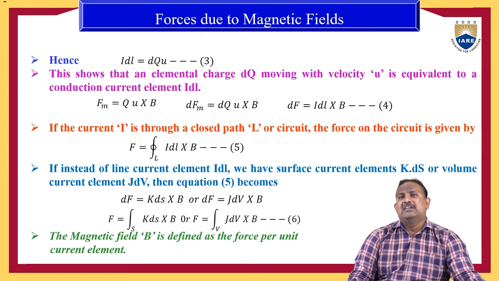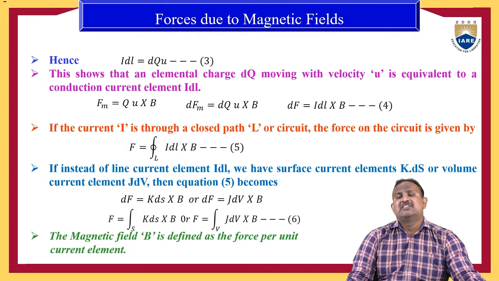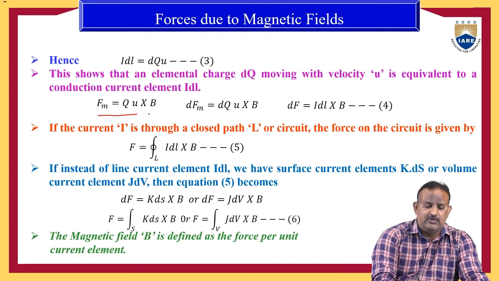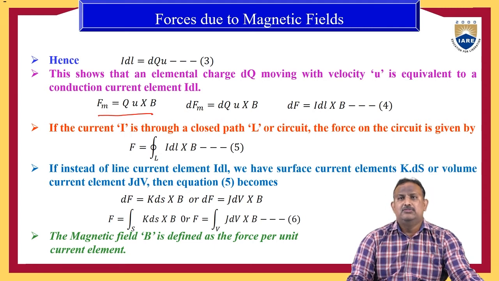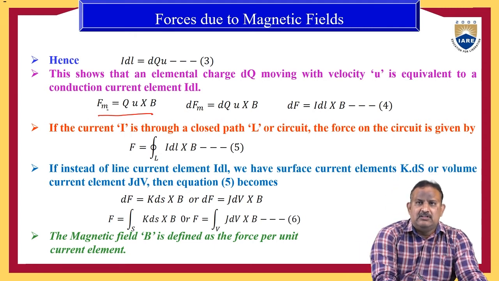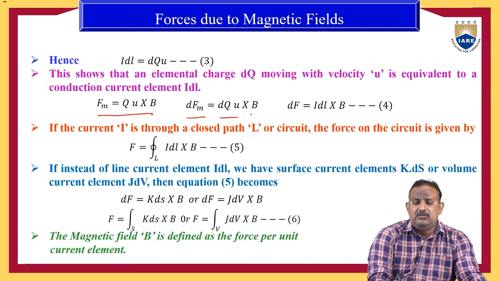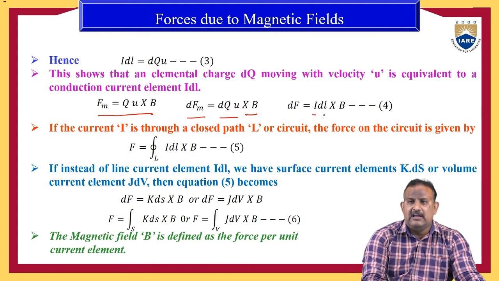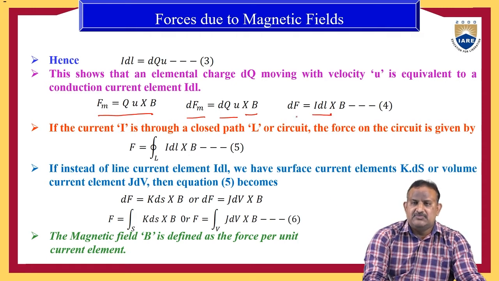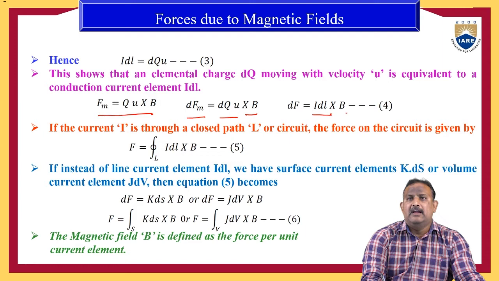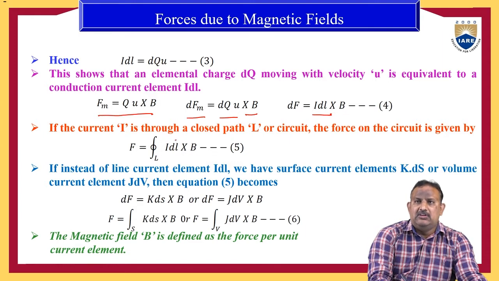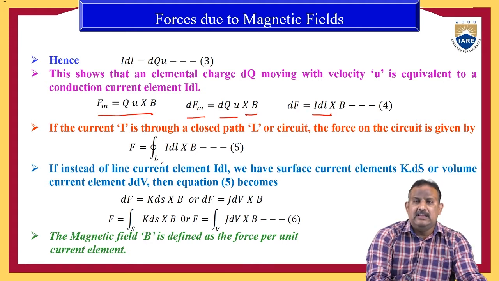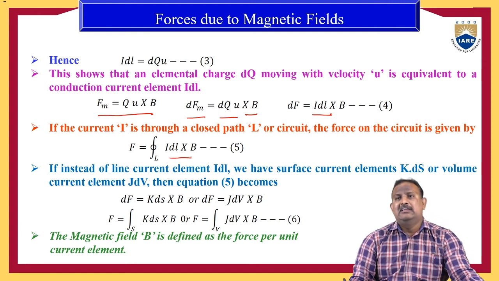Already we know that the force on a charged particle moving with some velocity in a magnetic field is Fm equal to q into u cross B. Differentiating the equation on both sides, dFm is equal to dq into u cross B. In place of dq u, I am substituting the current element I dl. Therefore dF is equal to I dl cross B. Integrating on both sides, the differentiation and integration cancel on the left hand side, and the right hand side is a line integral of I dl cross B.